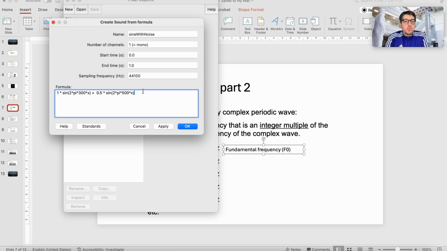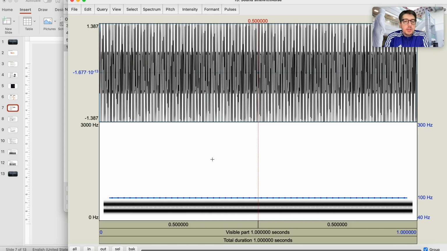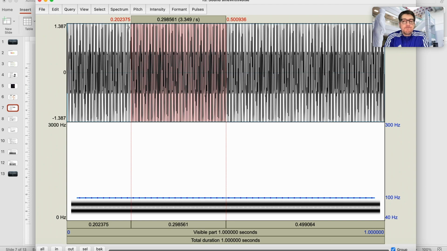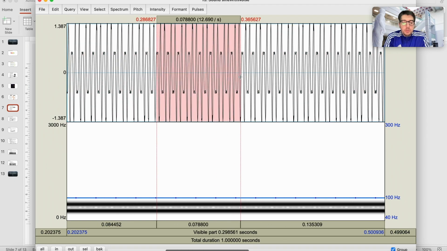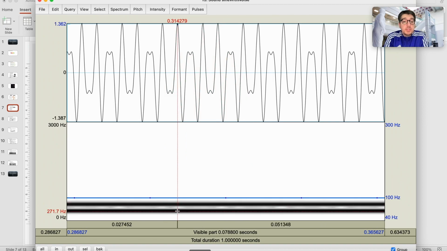So in 1 second, we will see how this complex wave, made of 2 waves, 300 hertz and 500 hertz, will look. Let's see what it looks like. As you can see, the representation up here in the upper part of this Praat panel is the waveform. Let me show it closer. Waveform, right up there, but down there are the component waves.